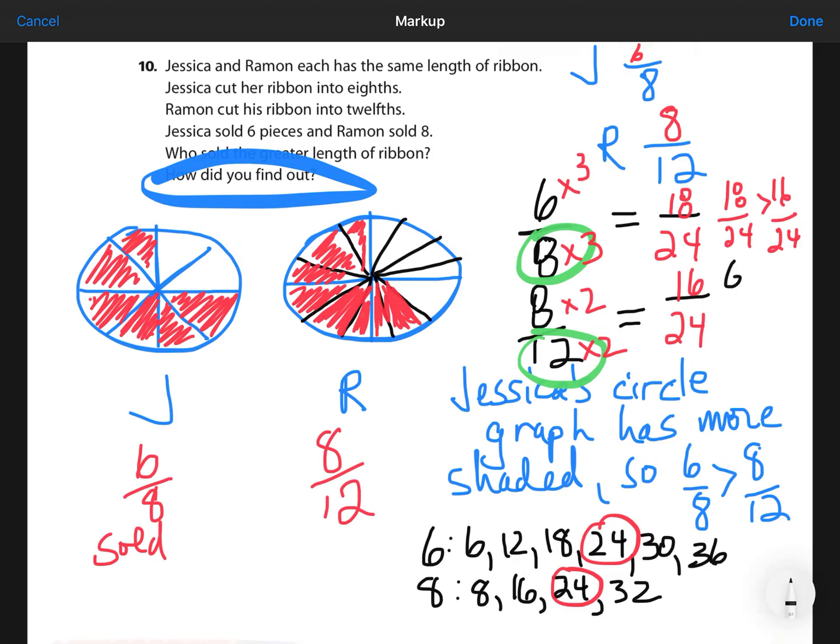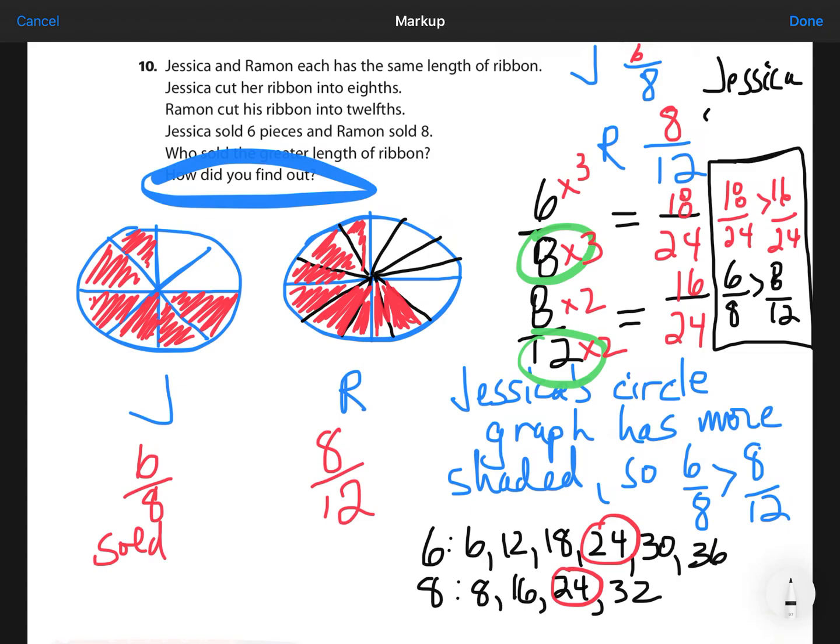Jessica's ribbon. Sorry, I'm running out of space. 6/8 is greater than 8/12. I kind of feel like I need to put that in a box. And so we can say that Jessica sold more. Okay, I hope that helps.